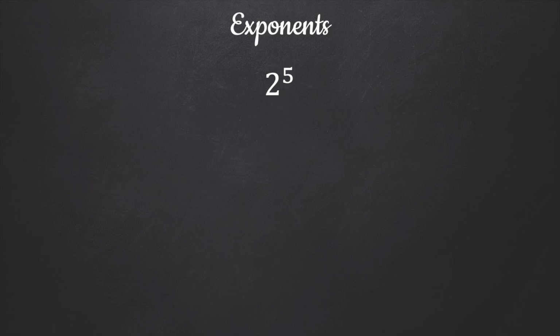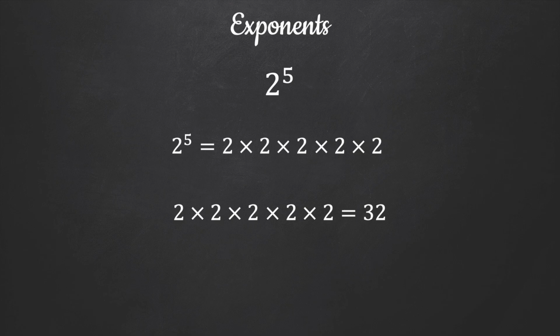Next, we have another example, which is 2 to the power of 5. Now, our base is 2, so we're going to use that as our repeated factor, and our exponent is 5, so we're going to write that out 5 times. So 2 to the power of 5 is equal to 2 times 2 times 2 times 2 times 2. Next, we're going to multiply that out, and 2 times 2 times 2 times 2 times 2 is equal to 32. Finally, we're going to show that 2 to the power of 5 is equal to 32.